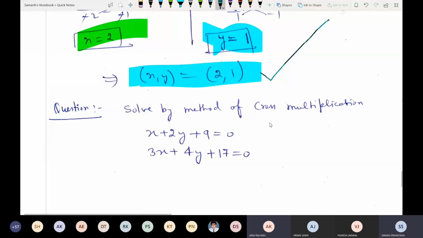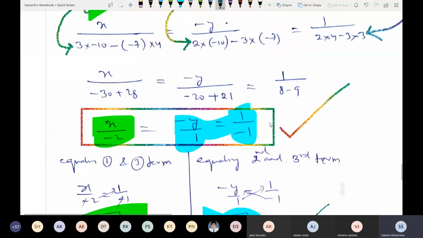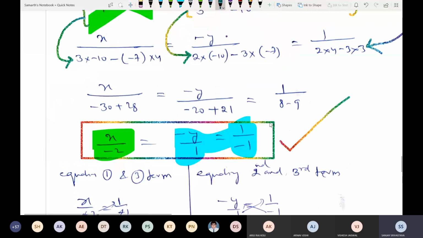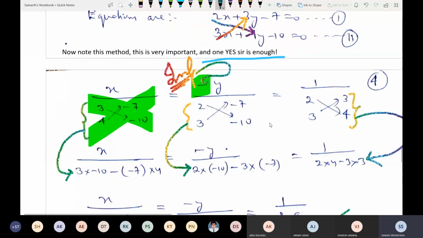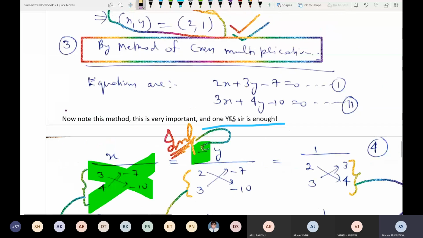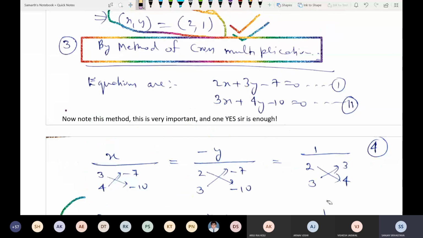Just see, when we started, we will write the two equations. Like I have taken x upon the two equations, x upon 3 into minus 10. When I write with respect to x, I will not take the coefficient of x. I will take the coefficient of y and the constant terms, like 3 into minus 10 and minus 4 into minus 7. Okay, 4 into minus 7. So I have written x upon this.